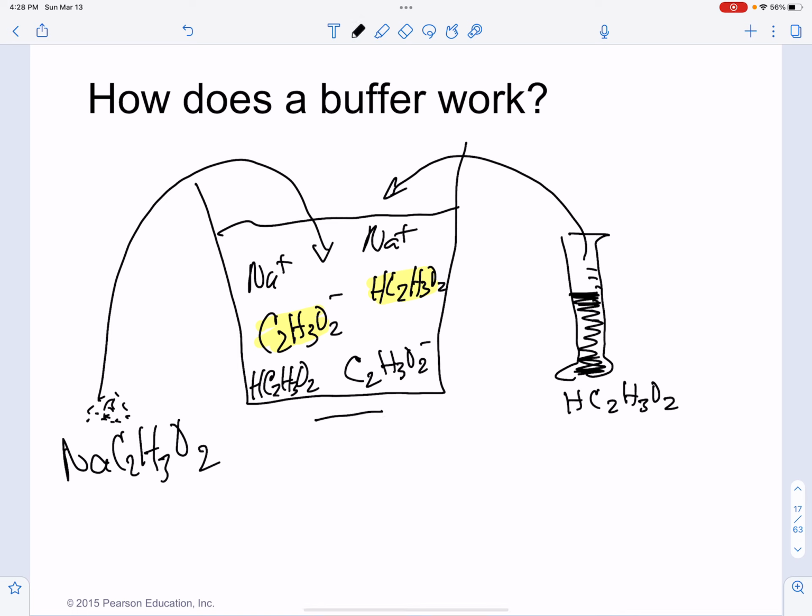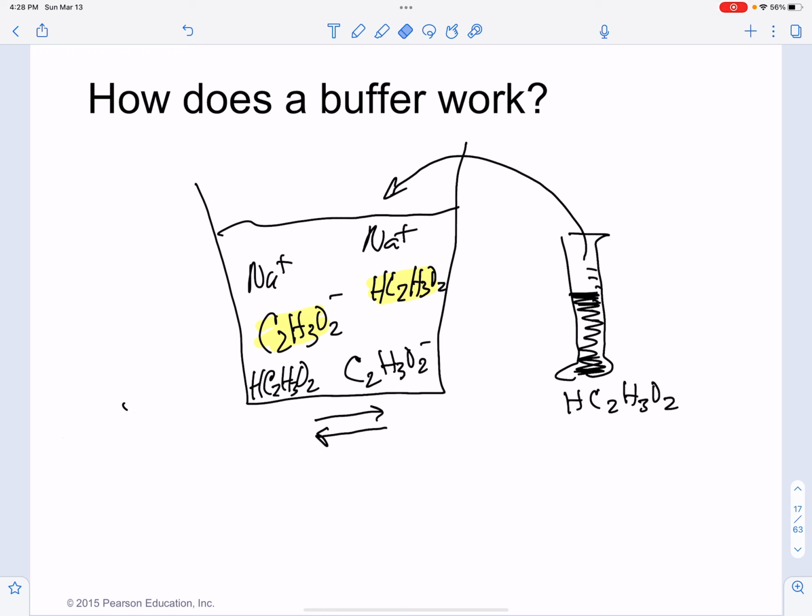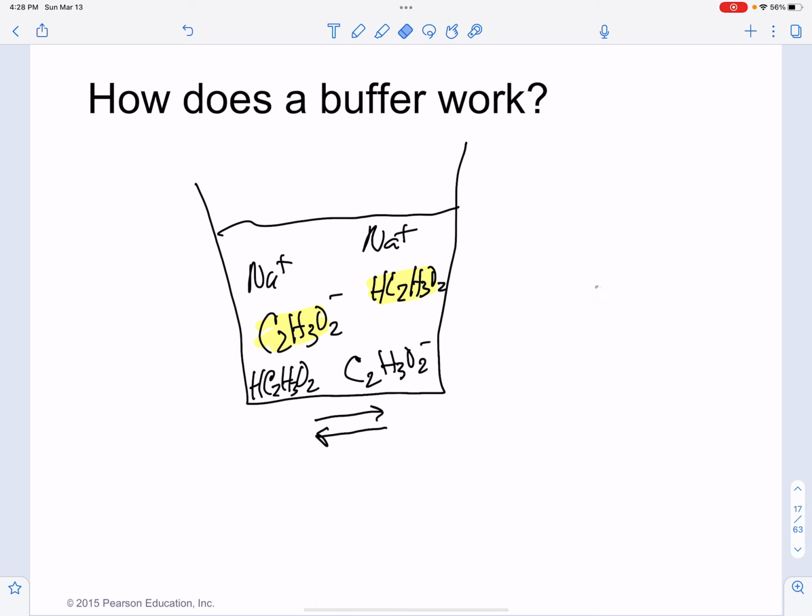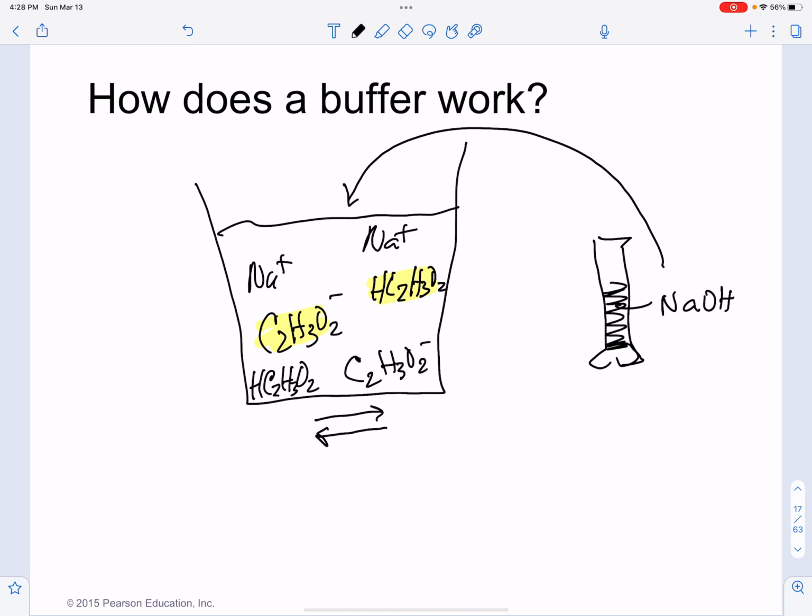And we know this is an equilibrium system because it's a weak acid, right? So we took care of that. We added that, so it's already inside the solution. And now you're going to take, for whatever reason, some sodium hydroxide and you're going to add it in there. As soon as you add the sodium hydroxide, you just added more Na+. So that's not going to do anything. But you also added hydroxide.